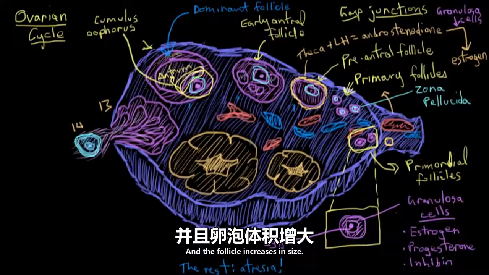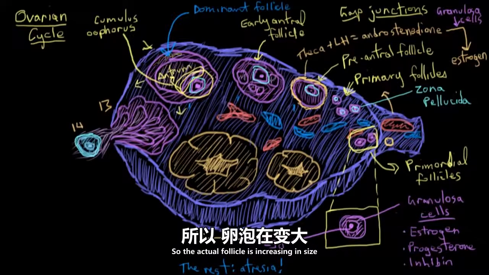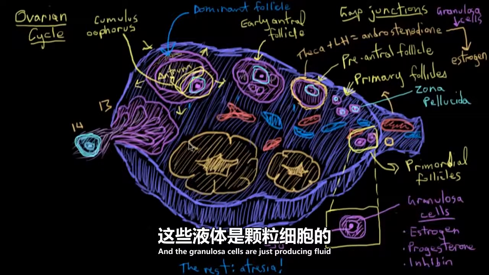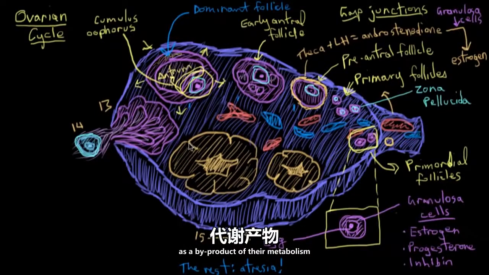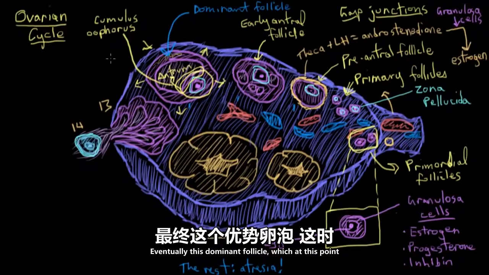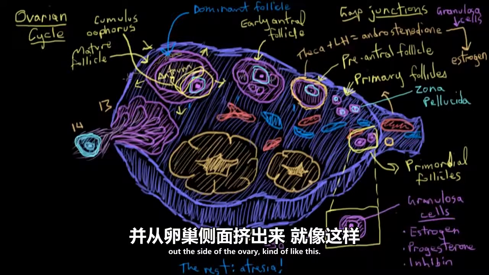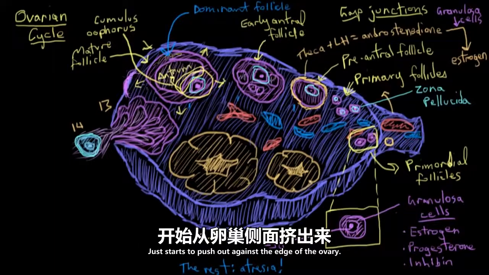And the follicle increases in size, so the actual follicle is increasing in size as it gets filled with more and more fluid from the granulosa cells. And the granulosa cells are just producing fluid as a byproduct of their metabolism and creation of hormones. Eventually, this dominant follicle, which at this point is called a mature follicle, starts to balloon out the side of the ovary, kind of like this. Just starts to push out against the edge of the ovary.